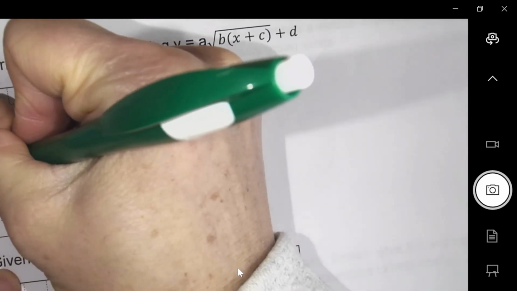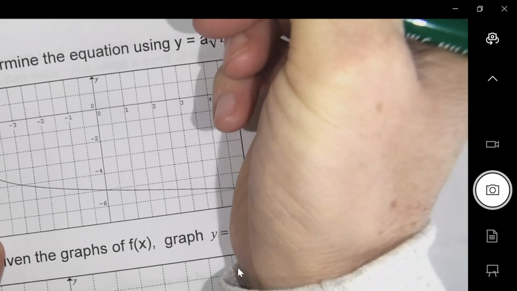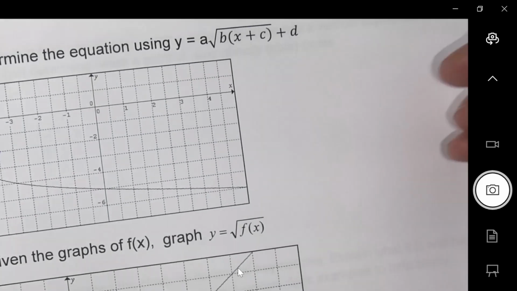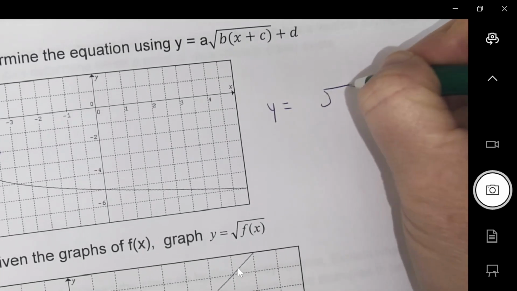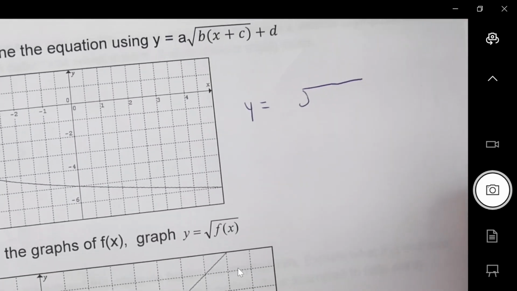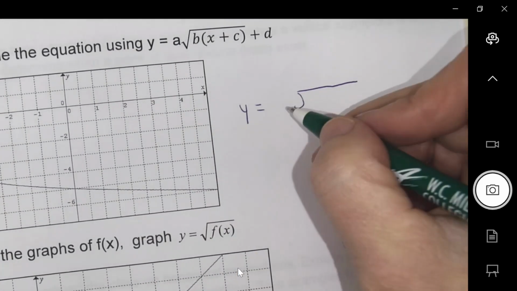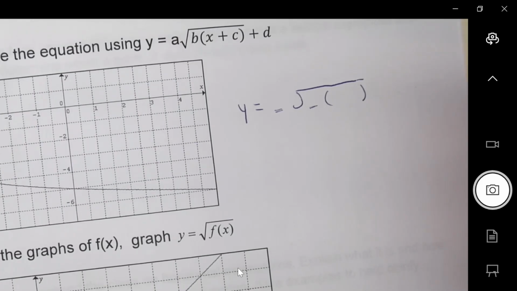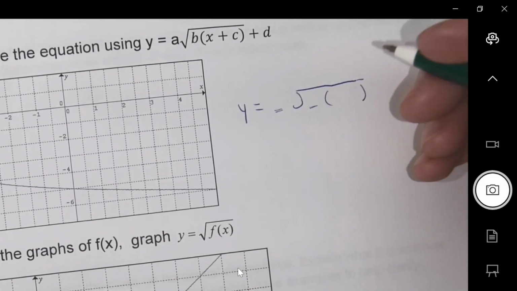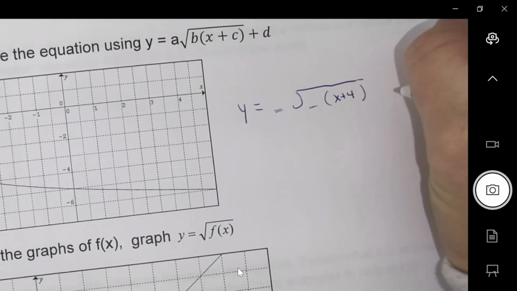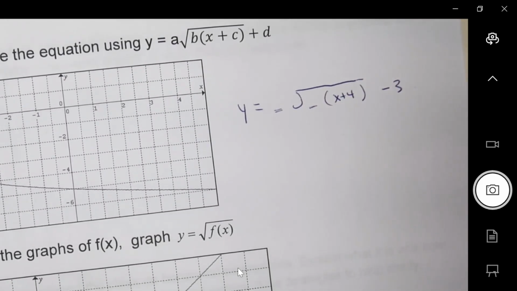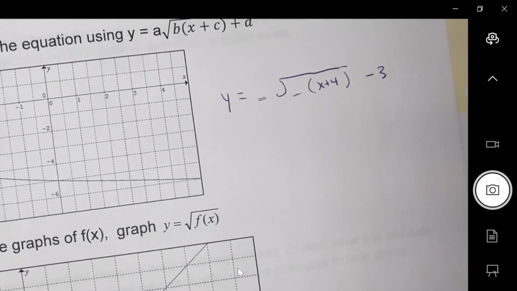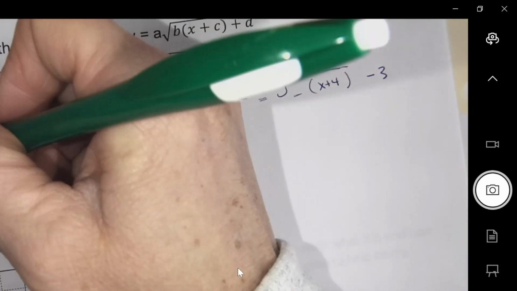Okay, determine the equation. So -4, comma, -3. Okay, I'm going to leave myself room for A and room for B in case I need it. Okay, x plus 4. And then afterwards, I need a minus 3. Okay, we need to find some points here.